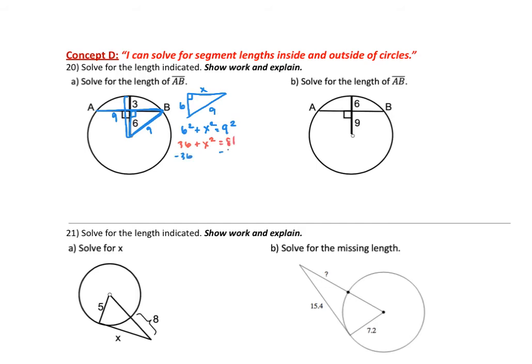Subtract 36 from both sides. And then take the square root of both sides. So x is approximately 6.71. But since I'm looking for the length of AB, I actually need to multiply that by 2 because of the chord radius rule. So 6.71 times 2 is 13.42. So AB is 13.42.